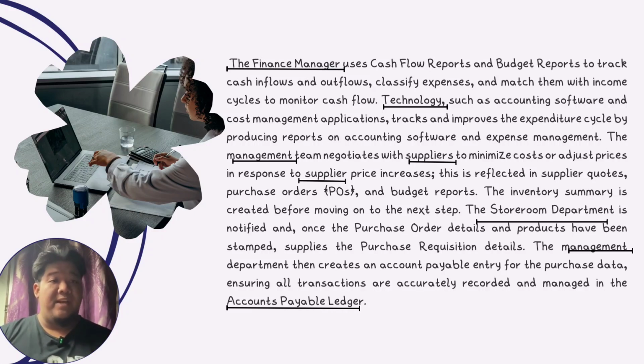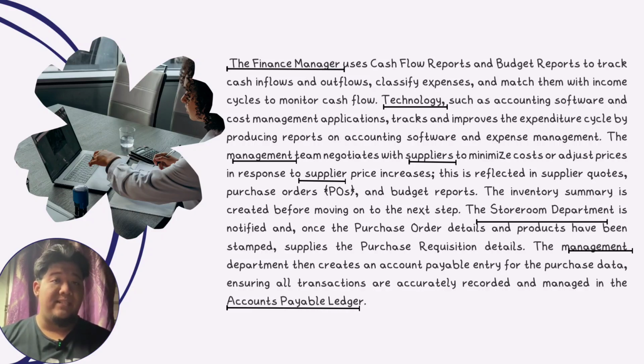The third one is the management team, who also negotiate with suppliers to minimize costs or adjust prices in response to supplier price increases. These negotiations are reflected in supplier quotes, purchase orders or POs, and budget reports. Before moving on to the next step, an inventory summary is created. Then the fourth entity is the storeroom department.